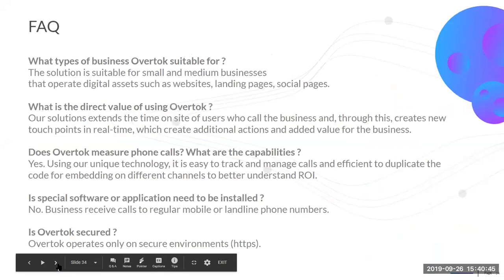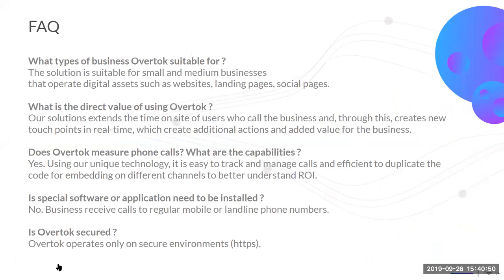There are some typical questions that always come up, so I'll run through them really quickly. And if you have more questions, you can ask, and we will answer everything. The first one: what type of business is Overtok suitable for? The solution is suitable for small and medium businesses that operate digital assets such as websites, landing pages, social pages, and more. There is a possibility, like you saw, to choose working with the link on temporary assets where it's hard or impossible to embed the JavaScript, and using JavaScript on permanent assets.